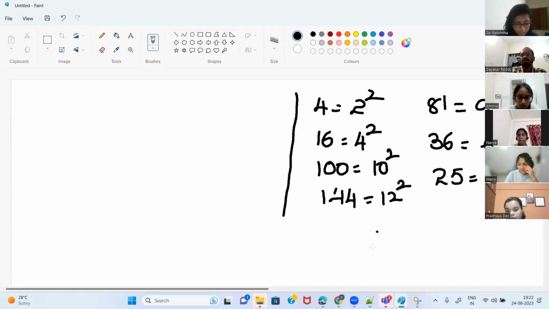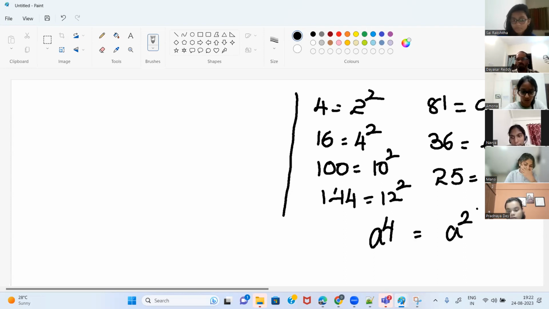Now tell me, if it is a power 4, what to write? A square whole square, right? We discussed these things in exponents. Try to remember, we are going to use all these things in the identities, okay? Which is very, very, very important.